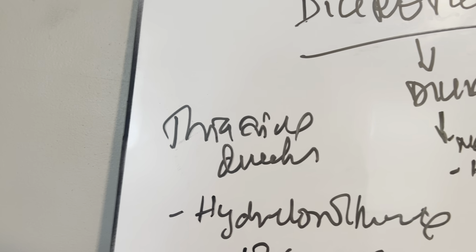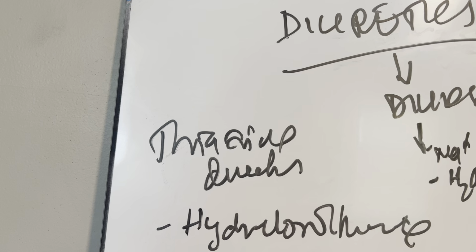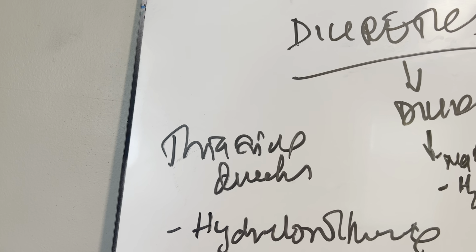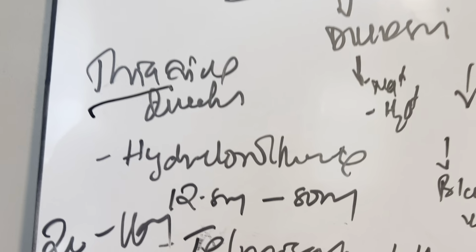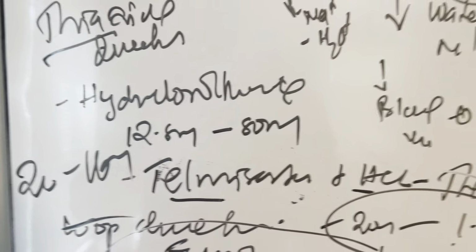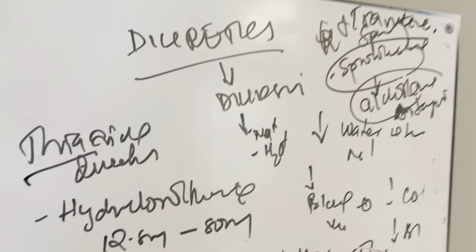Side effects: hypokalemia for thiazide and loop diuretics, and then potassium sparing diuretics cause hyponatremia, dehydration and dizziness. This is what I had for you.